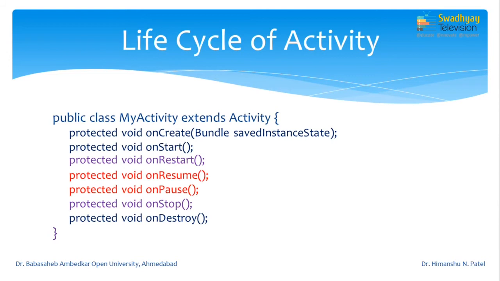Let us look at the life cycle of an Android activity. An activity is represented by the Activity class. So, here we write public class MyActivity extends Activity. MyActivity is the name that you have specified for the activity while creating your project, and it extends Activity, which means it represents the Activity class or a subclass of the Activity class. There are a few methods available which represent the life cycle of an activity.